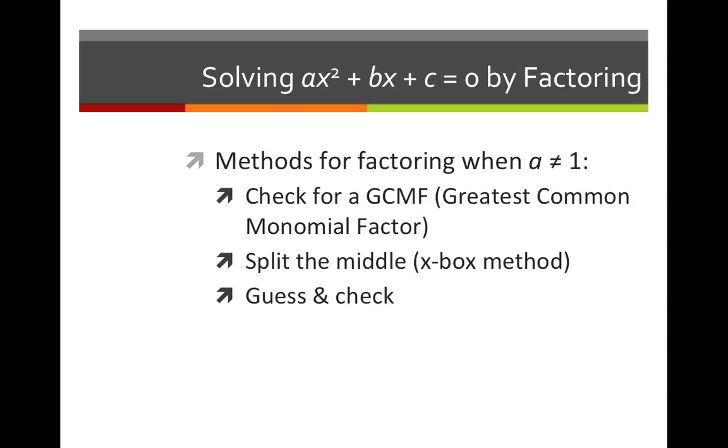Now, what do we do when we have a leading coefficient, an a value, that is something other than 1? Well, we have some options. One option is to check for a greatest common monomial factor, which we abbreviate as a GCMF. Another option is to use the Xbox method, which allows us to split the middle. And one other option is to do kind of a guess and check. It's an organized guess and check, but it's mostly guess and check. So let's take a look at how each of those would work.